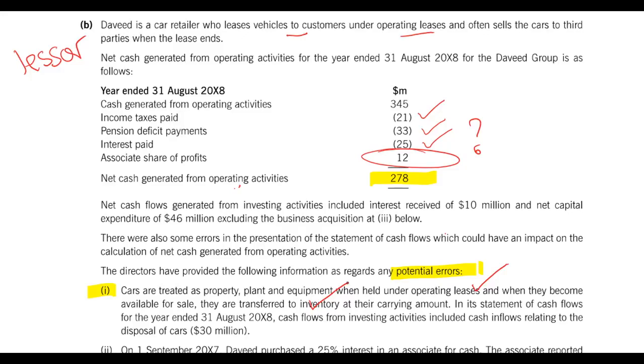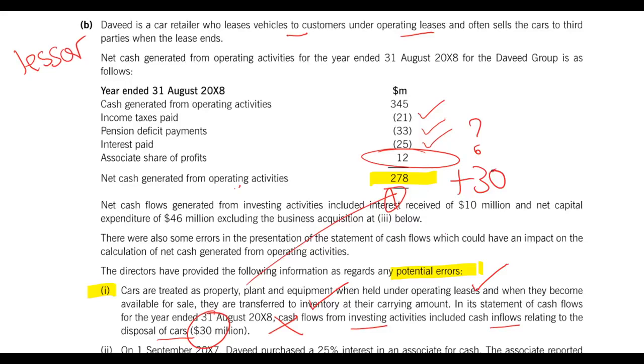Now, in our statement of cash flows, the cash flows from investing activities include the cash inflows relating to the sale of this stock. That's wrong. If you're selling inventory, that's not an investing cash flow. That's an operating cash flow. So this 30 needs to be added back to this 278 for that reason.